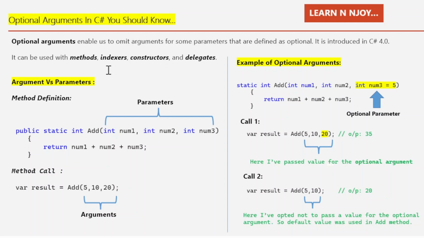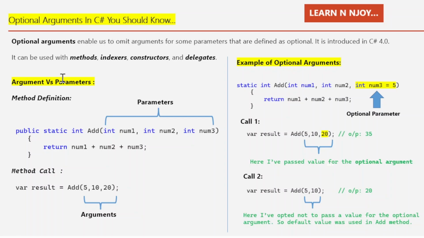What it means is that the definition of a method, constructor, indexer, or delegate can specify whether its parameters are required or optional. Any call must provide arguments for all required parameters, but can omit arguments for optional parameters. Each optional parameter has a default value as part of its definition. So if no argument is sent for that parameter, the default value is going to be used.